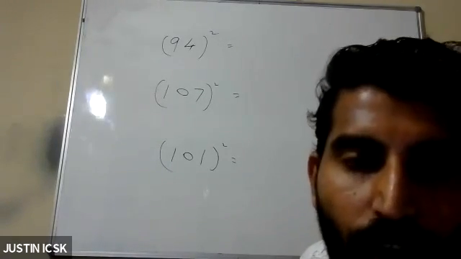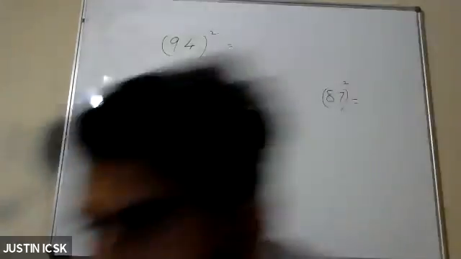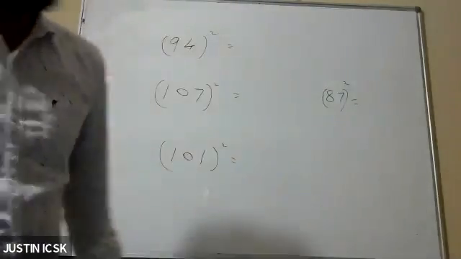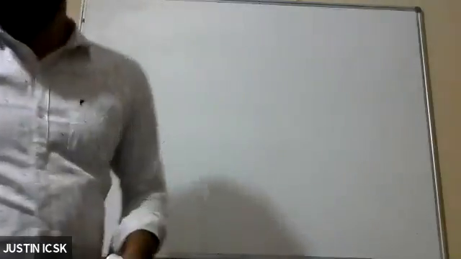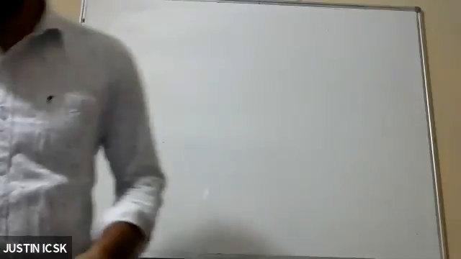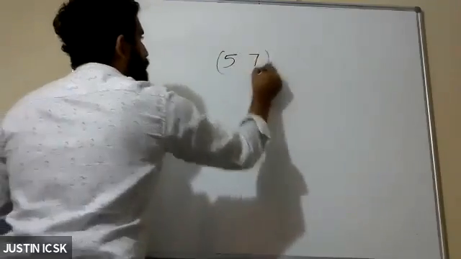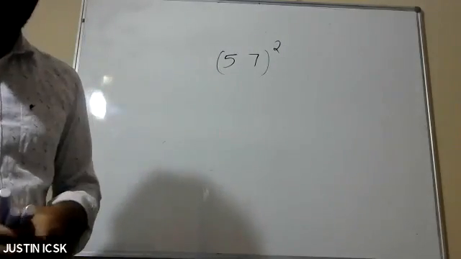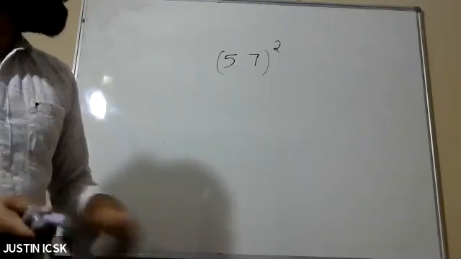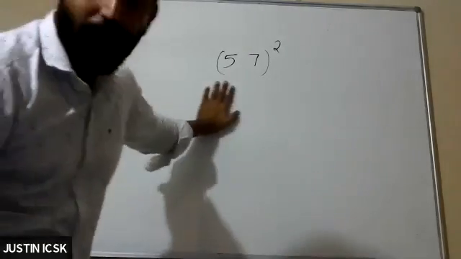So first, the square of a two-digit number, general method. 57 square. This method is easy.